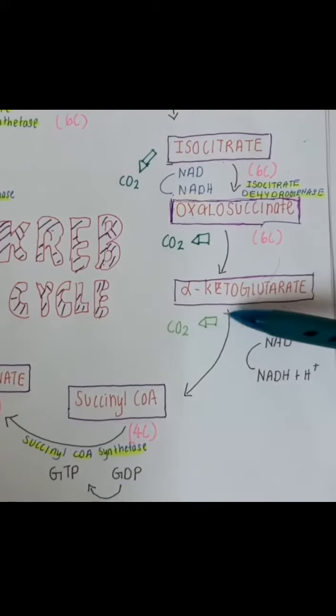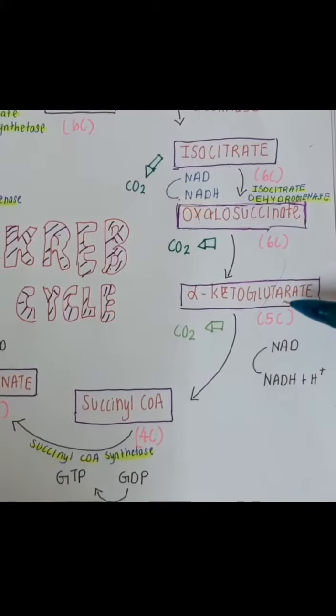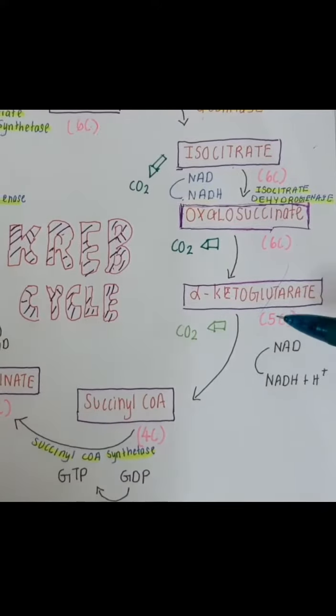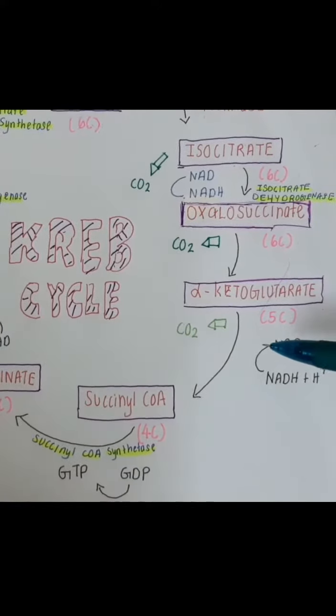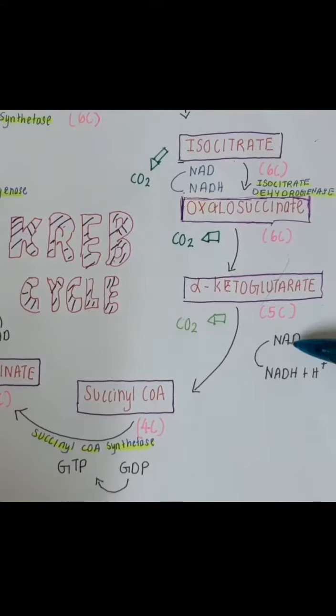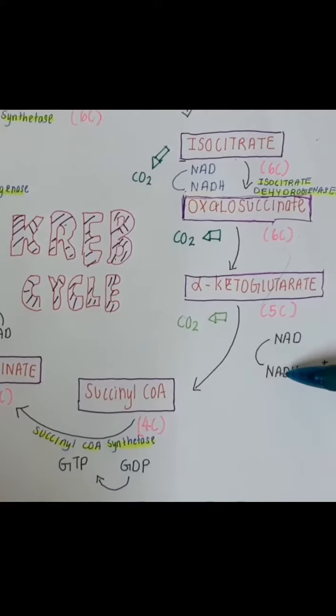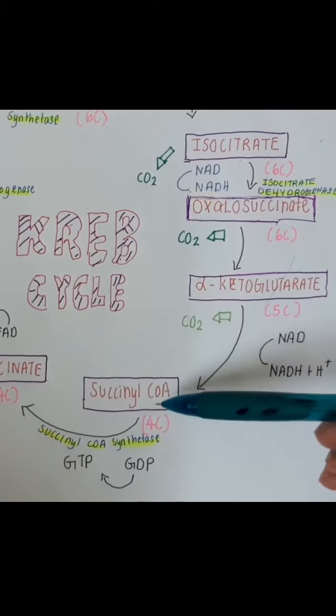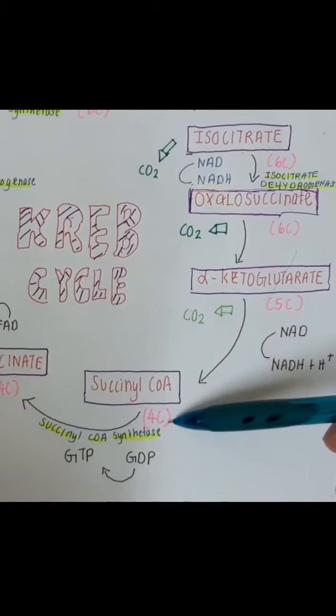Oxidative decarboxylation of alpha-ketoglutarate takes place. This produces succinyl coenzyme A, which is 4-carbon. NAD+ is reduced to become NADH in forming succinyl coenzyme A, which is a 4-carbon molecule.